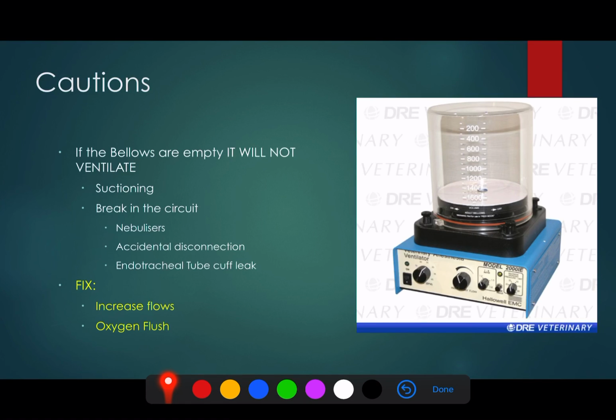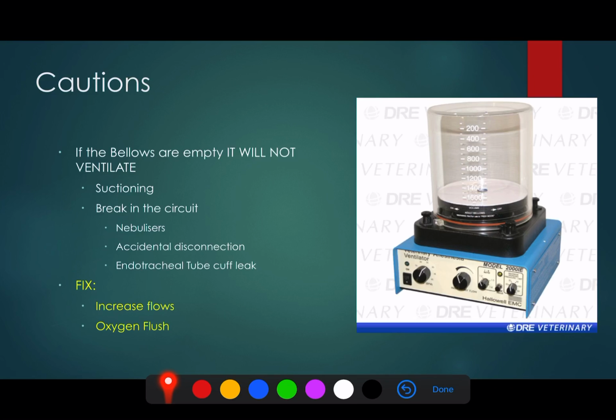So a few cautions with anaesthetic machines. This is just a closer view. This is actually a veterinary anaesthetic machine, but it's the same sort of thing. You have a bottle and you have a bag that goes up and down. If this bag is collapsed, as you can see here, there's no gas for the ventilator to push out, and so it just won't do anything. So what things can cause the bellows to empty?